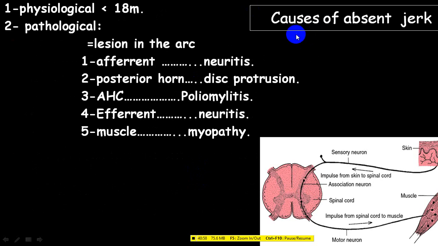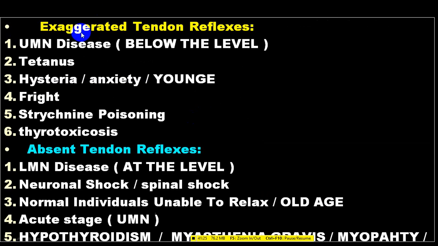So you will have an absent jerk in peripheral neuritis, posterior horn damage, disc protrusion, poliomyelitis, motor neuron disease, Guillain-Barré syndrome. Also, it will be very difficult to elicit in case of myopathy, myasthenia gravis, etc. Those are muscular disorders. So, exaggerated jerk in upper motor neuron disease below the level of damage.